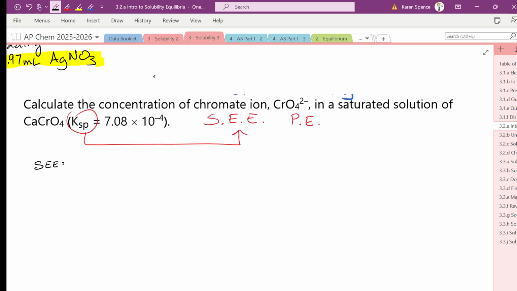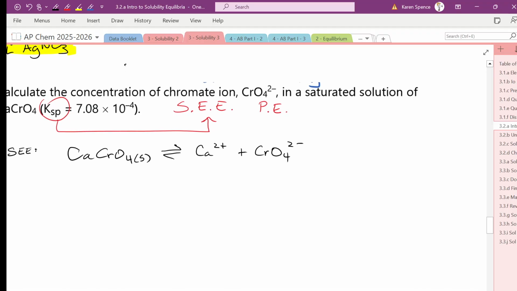Did you guys write it? Yes, good. CaCrO4. What state? Solid. What kind of arrow? Equilibrium arrow. Gives Ca2+ and CrO4 2-.